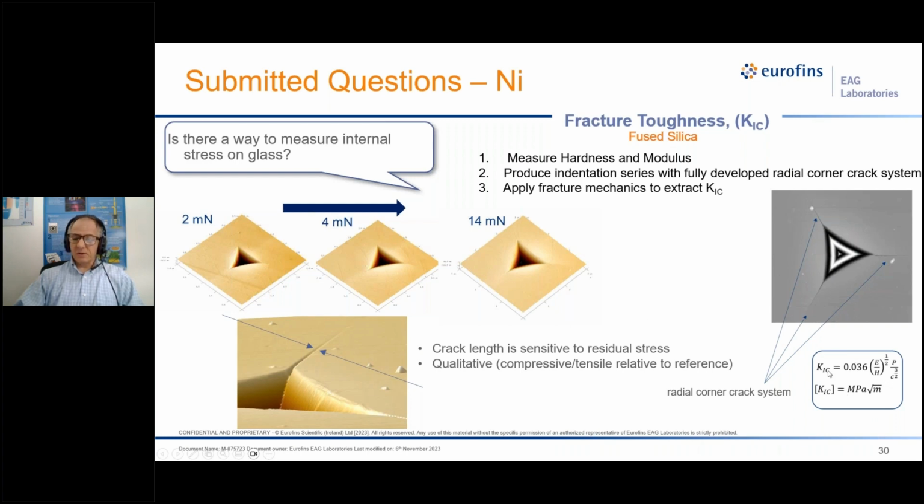Now, this result is valid, of course, for homogeneous, isotropic and stress-free materials. So depending on whether we have compressive stress or tensile stress in the material, we have shorter or longer cracks. And if we have a reference, let's say an unstressed material, that's a very sensitive way to evaluate at least the sign of the stress.